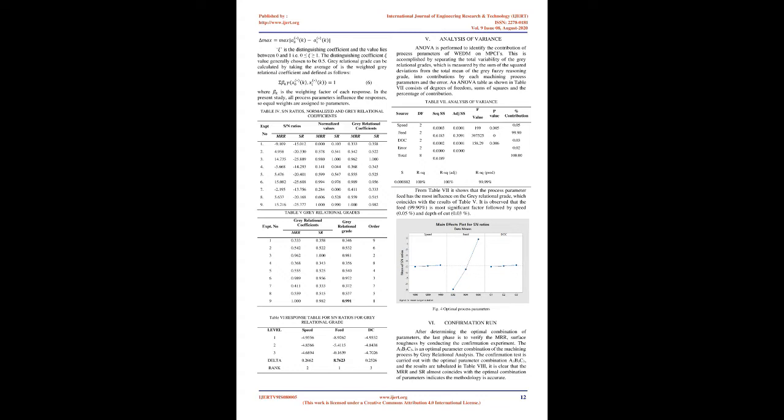MRR equals (WI minus WF)/T, where WI equals initial weight of the workpiece, WF equals final weight of the workpiece, T equals machining time in seconds. Design of experiments, DOE. L9 array DOE is chosen for conducting experiments in order to reduce the cost and time. DOE and the responses, i.e., surface roughness and material removal rate, are tabulated in Table 3.